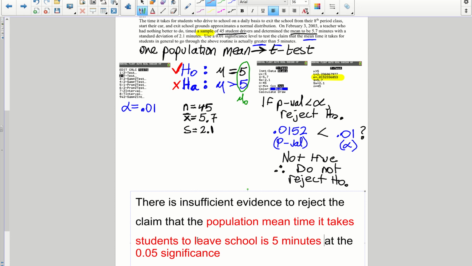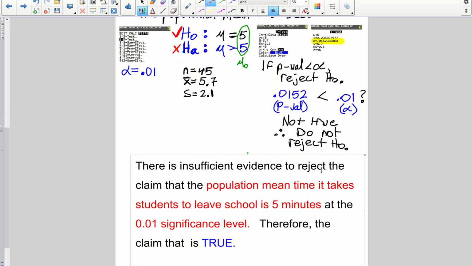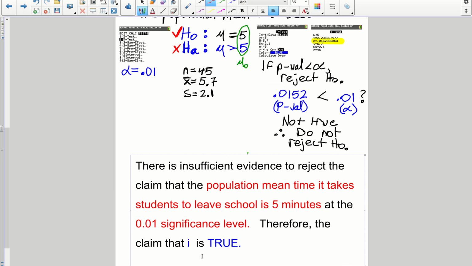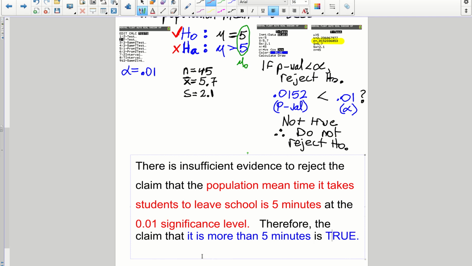Now this is only true at the 0.01 significance level. Because if it was actually at the 0.05 significance level, it would be sufficient evidence. Therefore, the claim that it takes, you can simplify it now because we've already talked about what it is, that it is more than 5 minutes. Now that's going to be false.